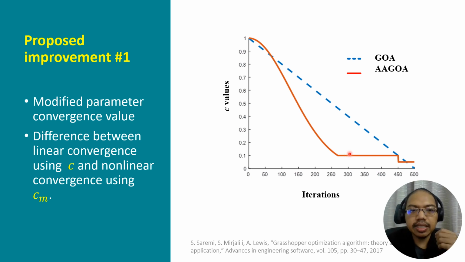So C again is what we call a parameter convergence value that helps our algorithm to converge to a solution better. The GOA is using a linear method. We are proposing to use a nonlinear method.